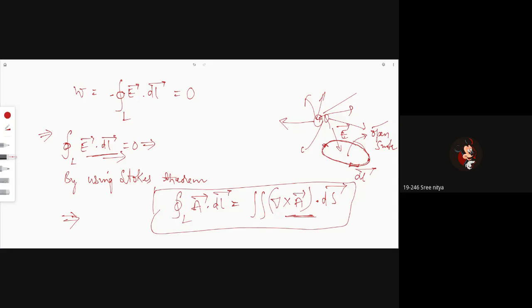Double integral del cross E bar dot ds bar equal to 0.